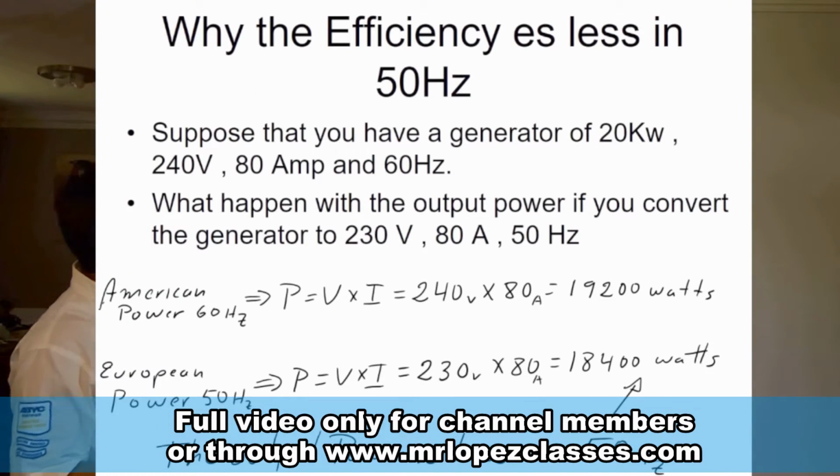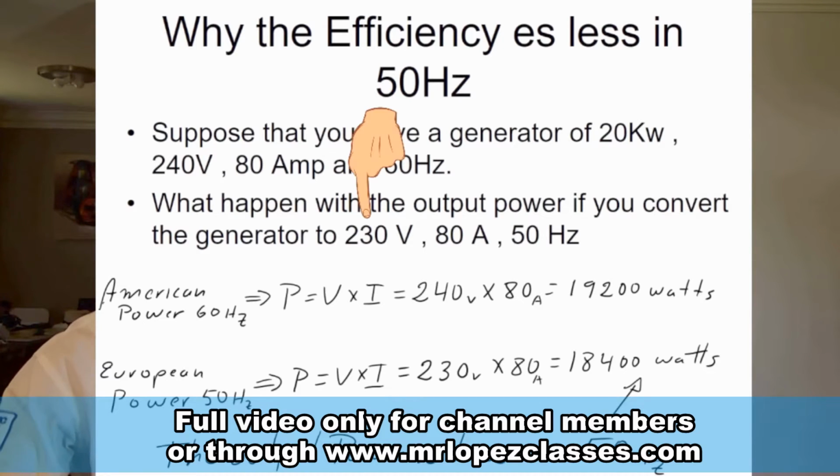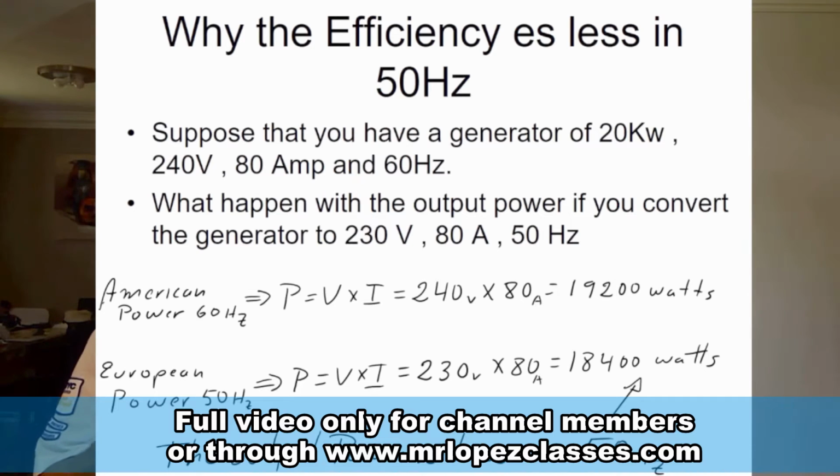Suppose that you have a generator of 20 kilowatts. The voltage of the generator is 240 volts and the breaker is 80 amps. And you want to convert that American generator into a European generator, into 50 Hz. Right now it's 60 and you want to convert to 50. Okay, when I convert my generator into European power, the voltage is not 240, the voltage is 230, and the frequency is 50 Hz.